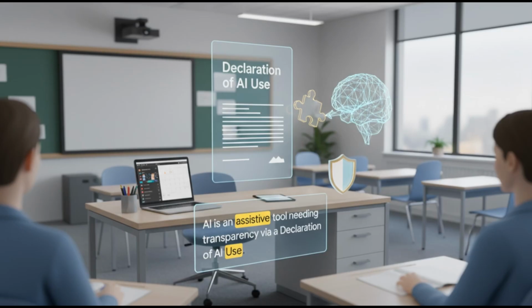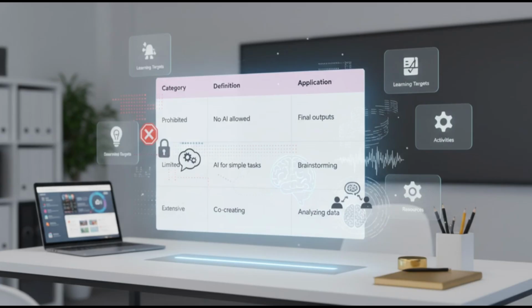The policy requires clear transparency, meaning you've got to include a declaration of AI use in your lesson plans if you utilize these tools. Furthermore, when you're designing the assessment portion of your ILAW plan, you have to explicitly categorize AI use for your learners. You need to tell them, is it prohibited, meaning no AI is allowed on their final output? Is it limited, where they can maybe use it just to brainstorm? Or is it extensive, where they are actively co-creating with the AI?